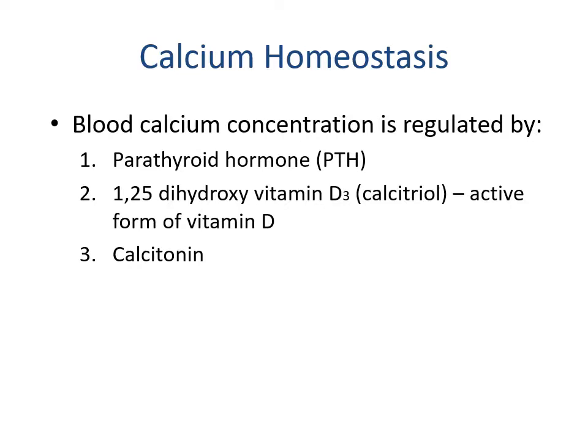Blood calcium concentration, again, can be regulated by a couple different mechanisms. So we have parathyroid hormone, we have 1,25-dihydroxy vitamin D3 or calcitriol, which is the actual active form of vitamin D, and calcitonin.